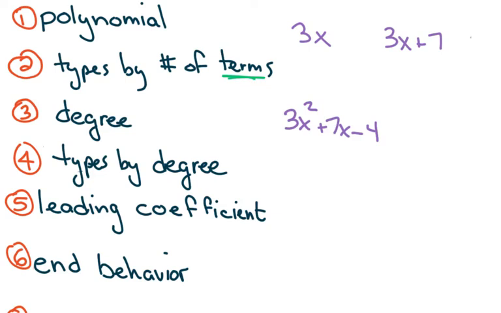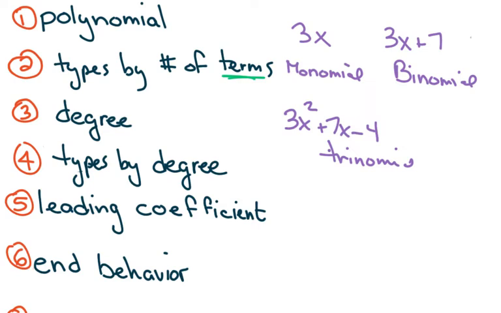Levi, redeem yourself, buddy. 1 term, you know that saying mono? Monomial is the special name for a 1-termer. Binomial, bicycle, 2 wheels. Binomial is the special name for a 2-termer. And trinomial is the special name for if it has 3 terms.